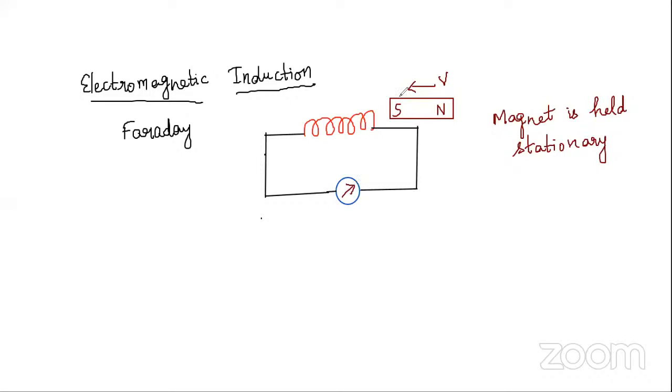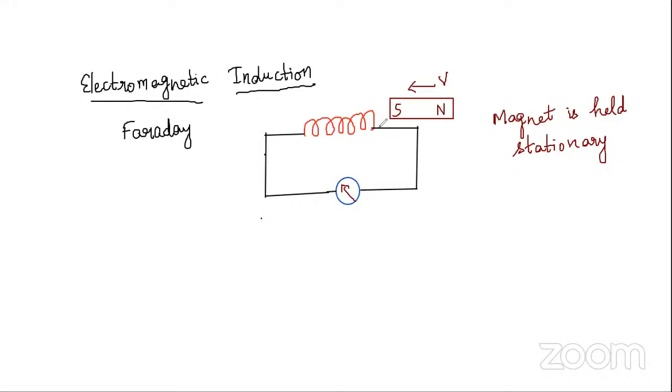Now the south pole of the magnet is moved towards the coil. Now, in what direction is the galvanometer deflection? Is it in the same direction as it was in the case when the north pole of the magnet is moved towards the coil? Will it be in the same direction, the galvanometer deflection? No, sir. Opposite direction. Yes, it will be in the opposite direction.